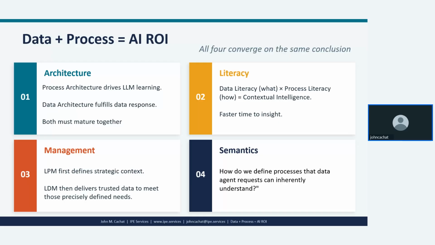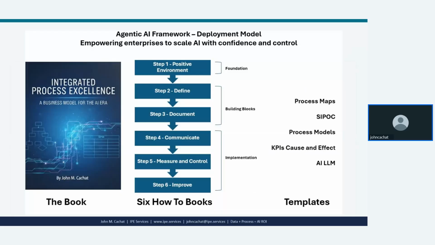Data management versus process management. Process management defines the strategic context. Data then delivers trusted data to meet those precisely defined needs. And semantics: how do we define processes that data agents can inherently understand?